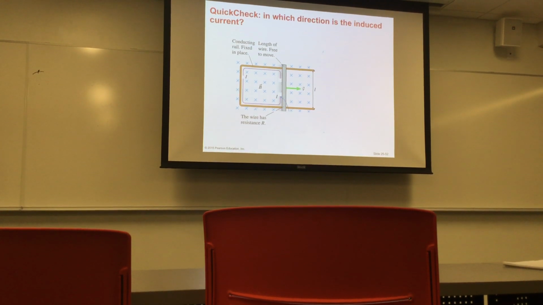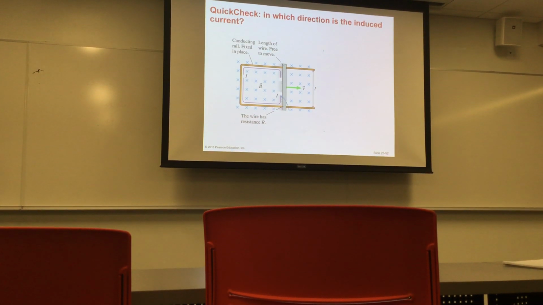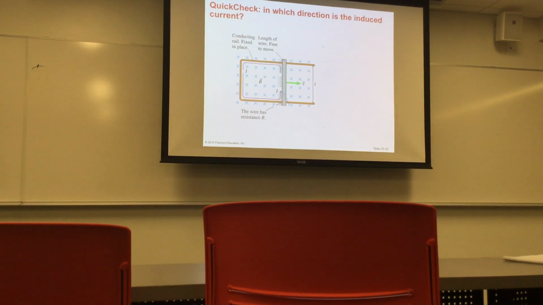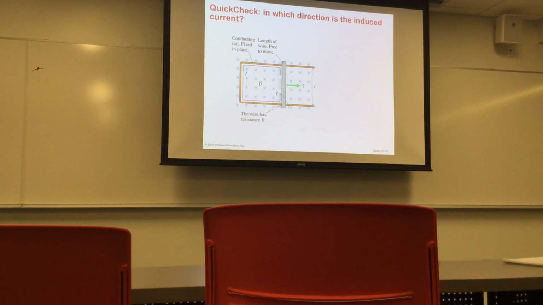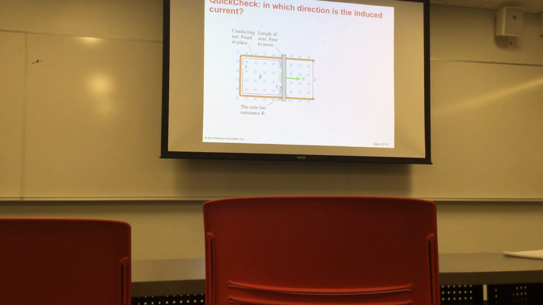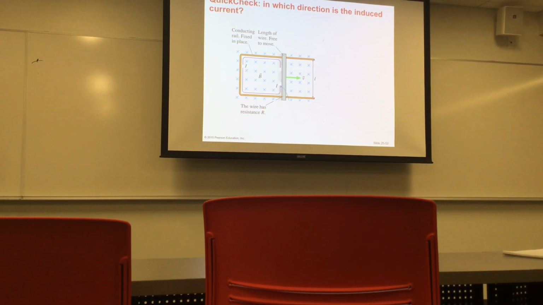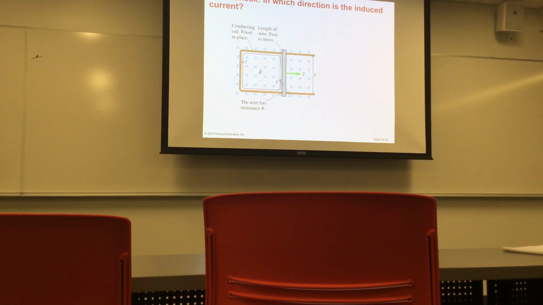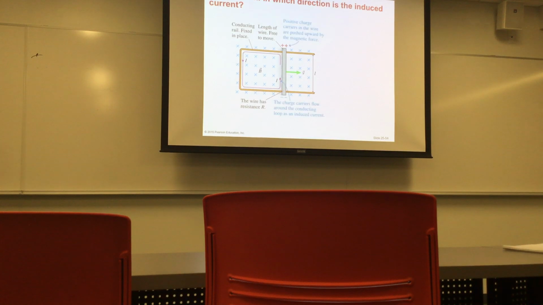Is the flux increasing or decreasing? Increasing. So there's more and more magnetic field going into the board. So what would the loop want to do? Decrease it. So point in this direction. So it will be counterclockwise. Right? Counterclockwise.